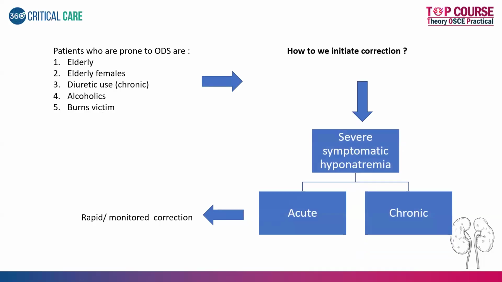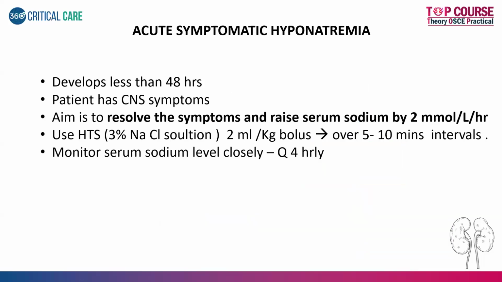Okay. So how do we initiate correction? Always remember to characterize them as acute or chronic. If it is acute, start rapid monitored correction. Always remember, only in acute do we need to do rapid correction. In chronic, you usually start by assessing the volume status, volume correction, and then probably sodium supplementation. What do I mean by rapid monitored correction? In acute symptomatic hyponatremia that occurs in less than 48 hours, if the patient has any CNS symptoms, unless the symptoms are relieved, we can give a bolus of hypertonic saline in such patients. And usually what we target is a raise in serum sodium by 2 millimoles per liter per hour.